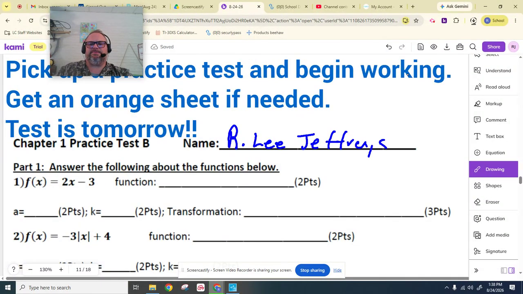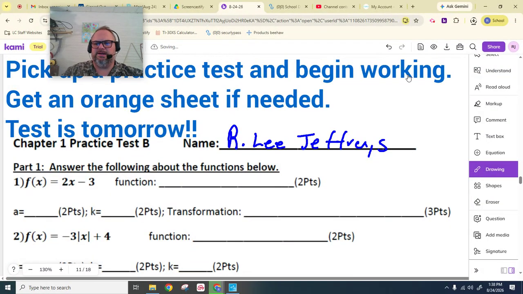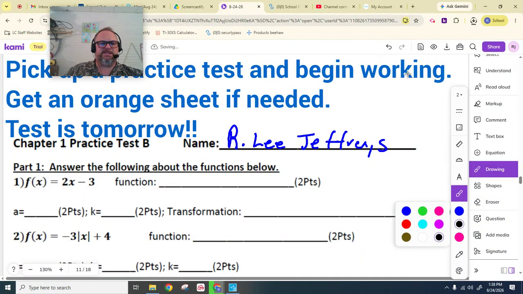So, last day of review before our test tomorrow. All right, so number one. What type of function?